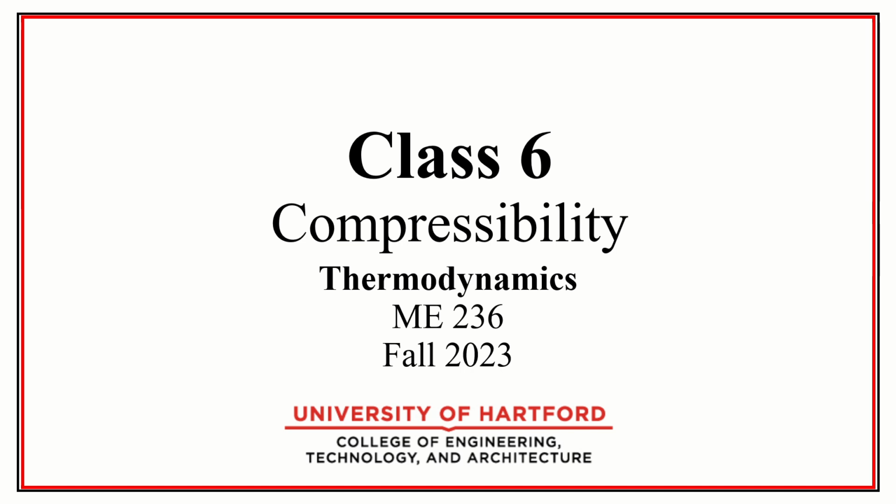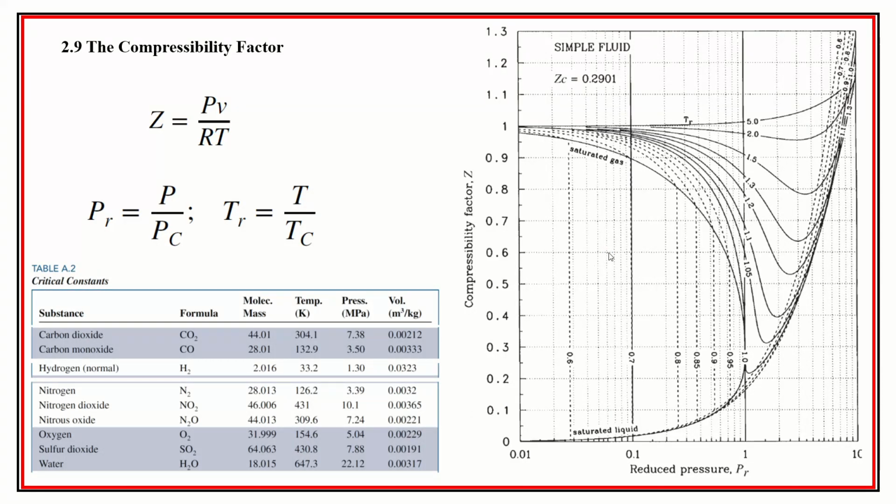This is class 6. We're going to cover compressibility. Notably, this is the last class in chapter 2, and this will be the last material that gets covered on exam 1. We're going to cover compressibility factor. This is essentially a correction factor to the ideal gas law.